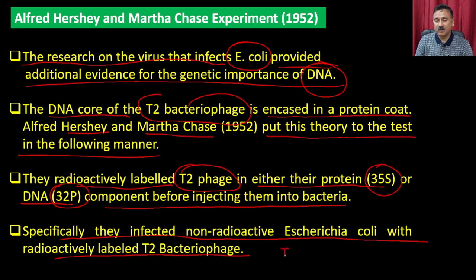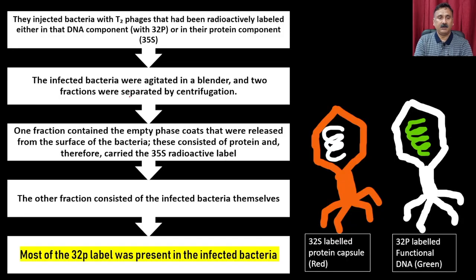So, in the T2 bacteriophage, you can have the protein labeled with 35S, which means sulfur-labeled, or you can have the DNA labeled with 32P, the phosphate label. And that's how they asked which molecule goes from one generation to another. So they infected the bacteria with the T2 phage that was radio-labeled either in the DNA component or in the protein component.